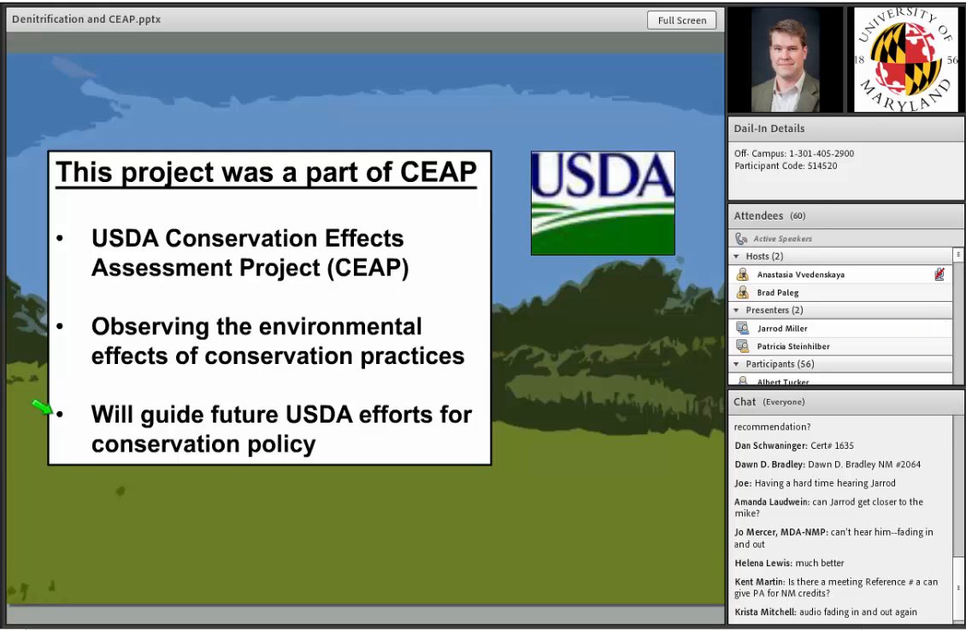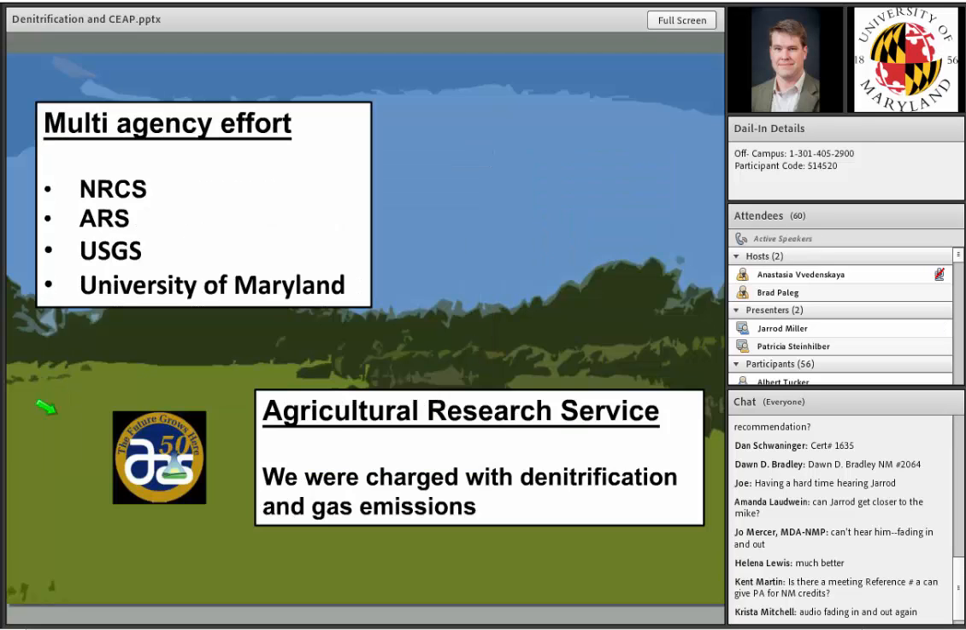This was a multi-agency effort. Again, they're doing these across the country. Ours was in the Mid-Atlantic. We were working with the NRCS. Of course, I was at the ARS. The USGS was part of it, and even the University of Maryland was doing some of the soil mapping and plant analysis. But again, I worked at the Agricultural Research Service, and down there, our part was to do denitrification and gas emissions. USGS did some work with water. Some ARS in Penn State, they did some nitrogen and phosphorus.